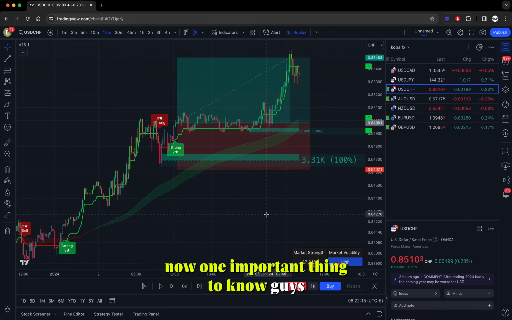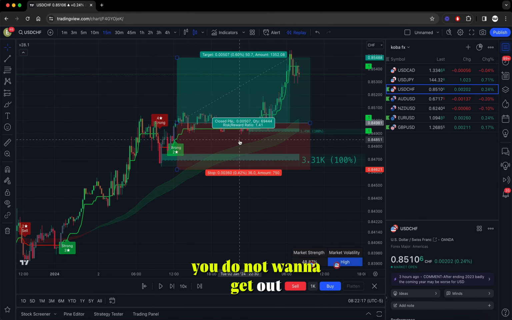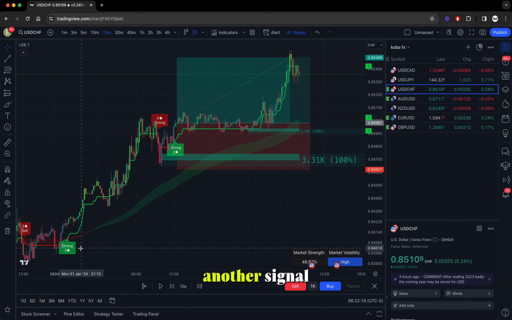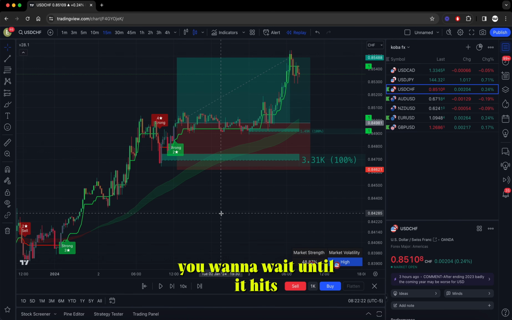This is exactly how we can trade this system and this strategy. Now, one important thing to note, guys, is once you're in a trade, you do not want to get out even if you get another signal appear on your charts. You want to wait until it hits your stop loss or your take profits for this strategy to work.